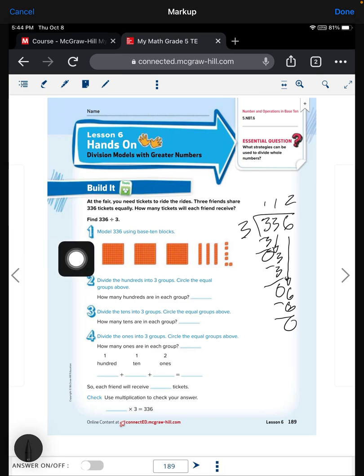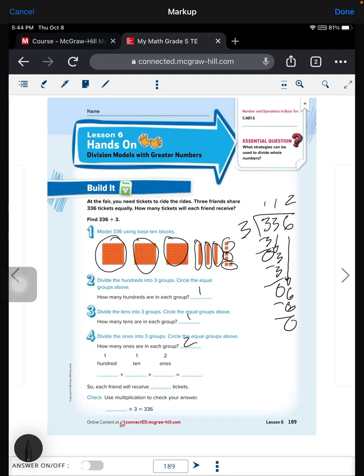Now they want us to use these models. Number 2, divide the hundreds into 3 groups. 1, 2, 3. How many hundreds are in each group? 1. Now it wants us to divide the tens into groups. Okay, that's not too bad. 1, 2, 3. There's going to be 1 10 bar in each group. Now it wants us to take these little baby marshmallows and divide them into 3 groups. There's going to be 2.